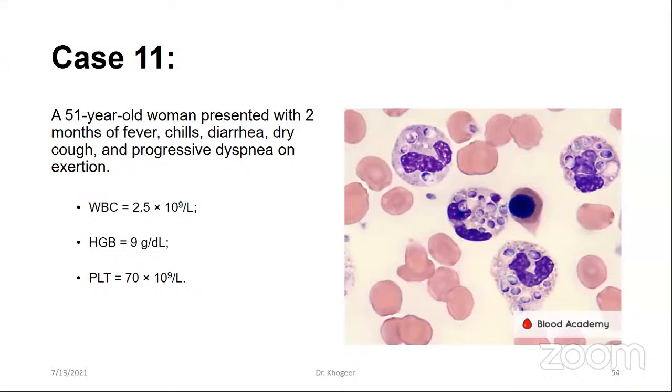And always, as I said, compare the suspicious cells with the other cells in the same field or in the same slide, because lymphoma cells usually show monotonous morphology. However, reactive lymphocytes show variation of morphology. This is not 100%, but generally in most of the cases.